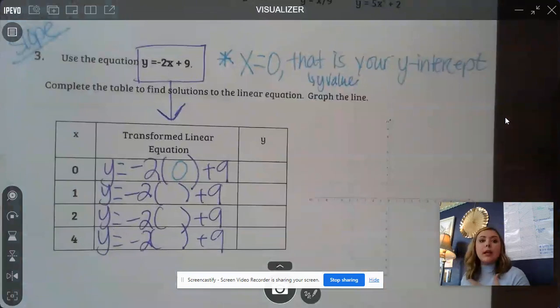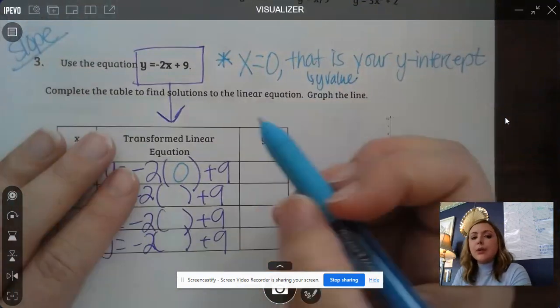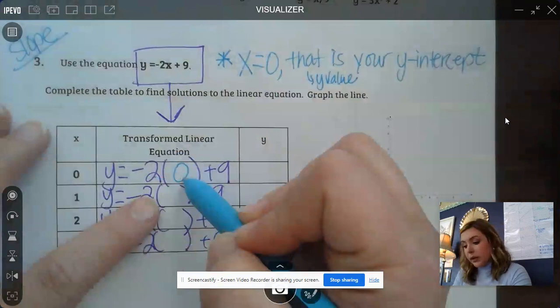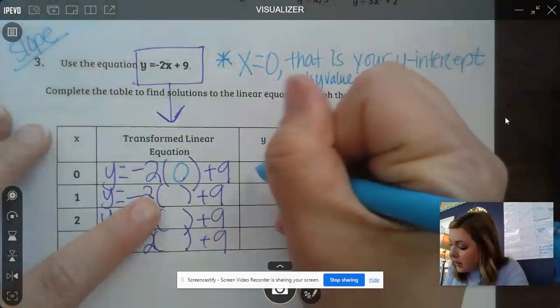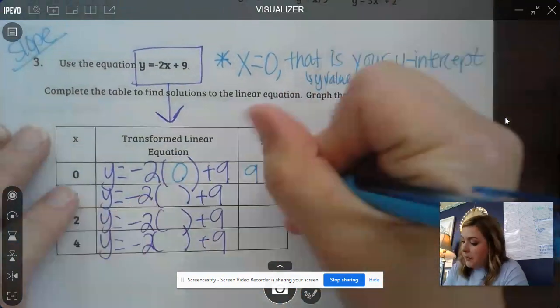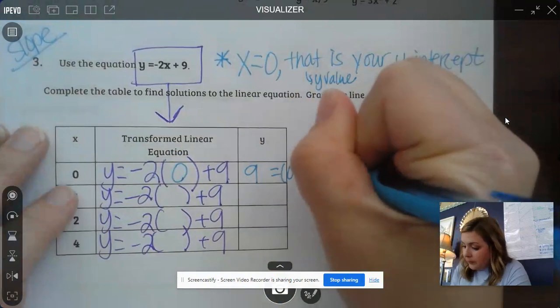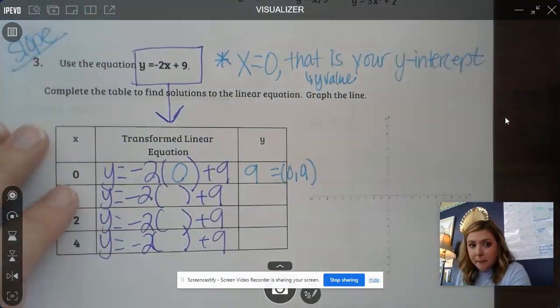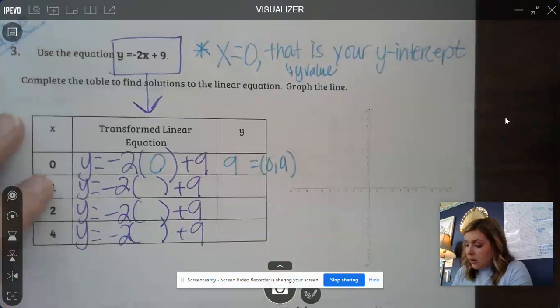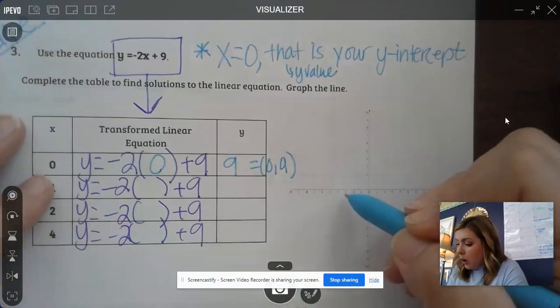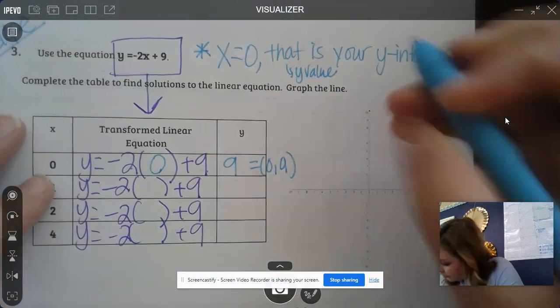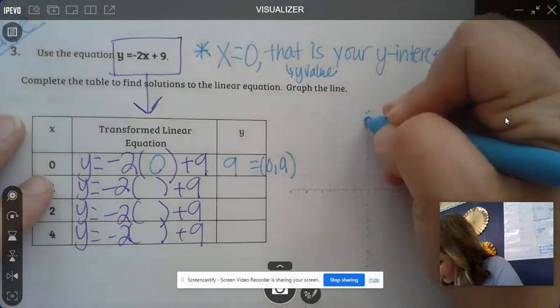Now I'm going to keep going and plug in my X value. So -2 times 0 is 0, and 0 plus 9 is 9. So I'm going to write that as an ordered pair, 0, 9. And then I'm going to go graph it. So no movement left or right, and then up 9.